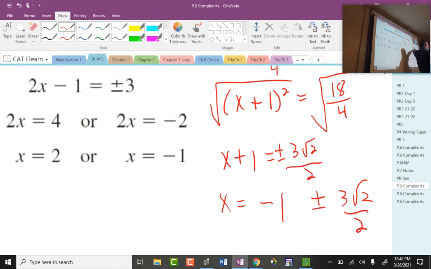What if that was negative 18 over 4? Just what would be in there? What letter? What letter? What letter? I. So that's how we can get I numbers with square rooting both sides.